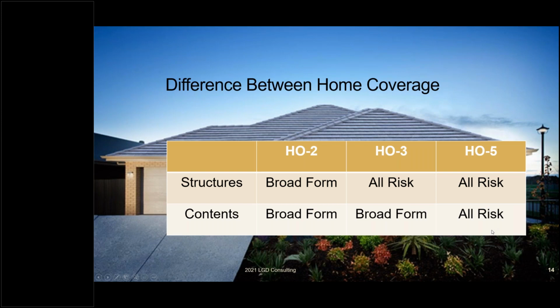All right. On the test, you may get some comparison questions. What's the difference between an HO3 and HO5? HO5 gives you better coverage on your personal property, or they might say your coverage C perils. All right. So beware of those things.